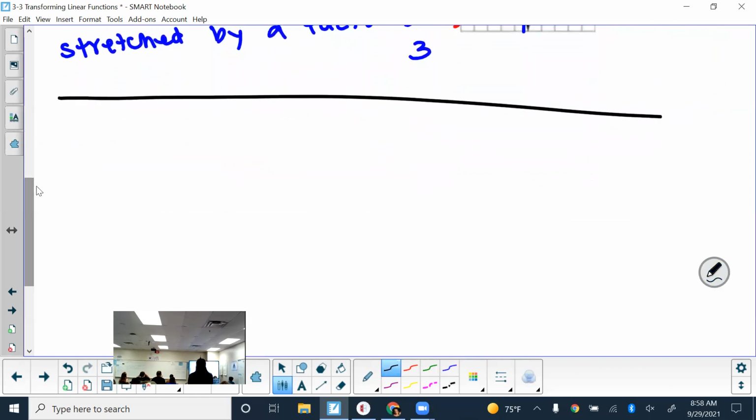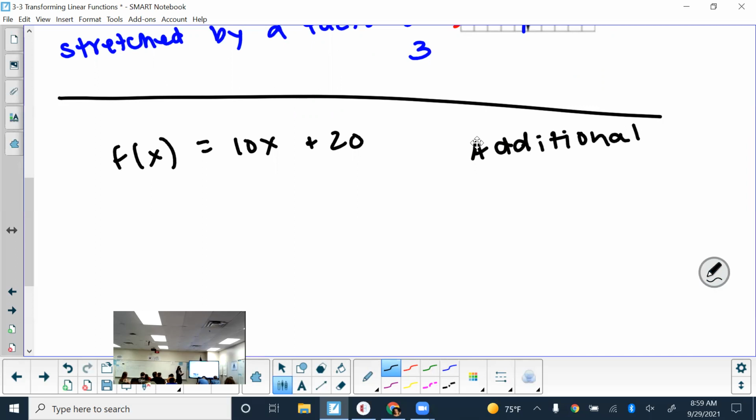So let's talk us through a real world situation. You can just add this to the bottom of your notes. Let's say for proctoring the SATs, this function represents how I get paid. It's f of x equals 10x plus 20, where I'm making $10 an hour, so x represents hours, and $20 just for showing up. What if I can also make additional money, like an additional $40 if I have more than 20 students in my room?